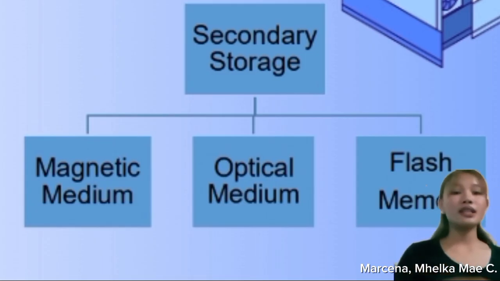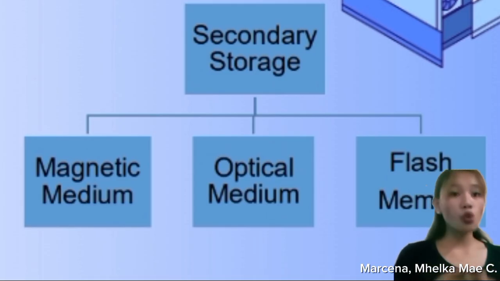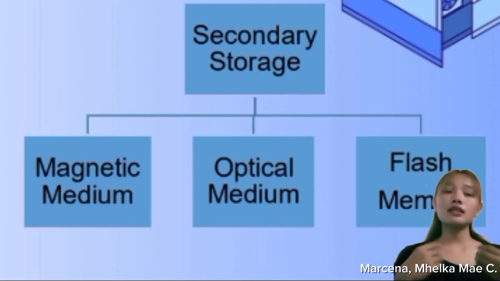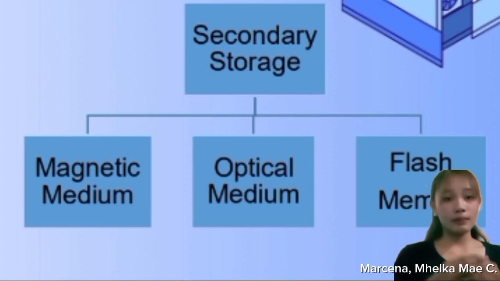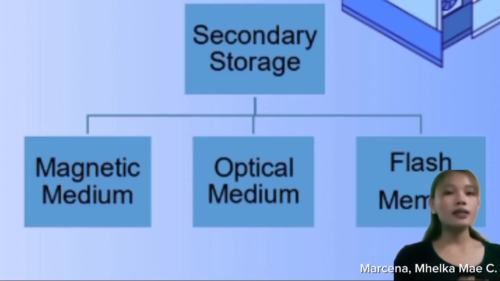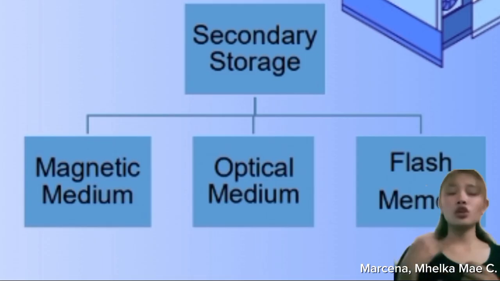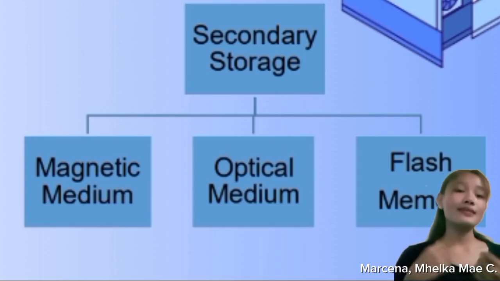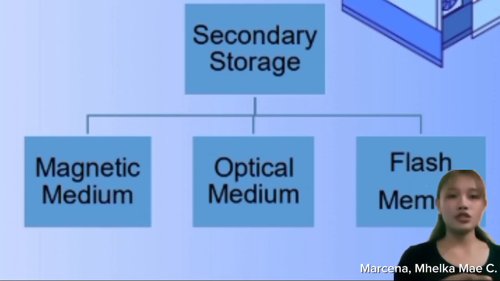So, first, ang magnetic storage. Ito ay gumagamit ng magnetic patterns para mag-store ng data. And ang pinaka-common example nito ay ang hard disk drive or HDD na makikita sa mga computers. Sa loob ng HDD, may umiikot na magnetic disk at isang maliit na magnetic head na nagbabasa at nagsusulat ng data. Kasama rin dito ang floppy disks at magnetic tapes, pero bihira na itong gamitin ngayon. Malaki ang storage capacity nito, kaya madalas gamitin para sa mga long-term data storage.